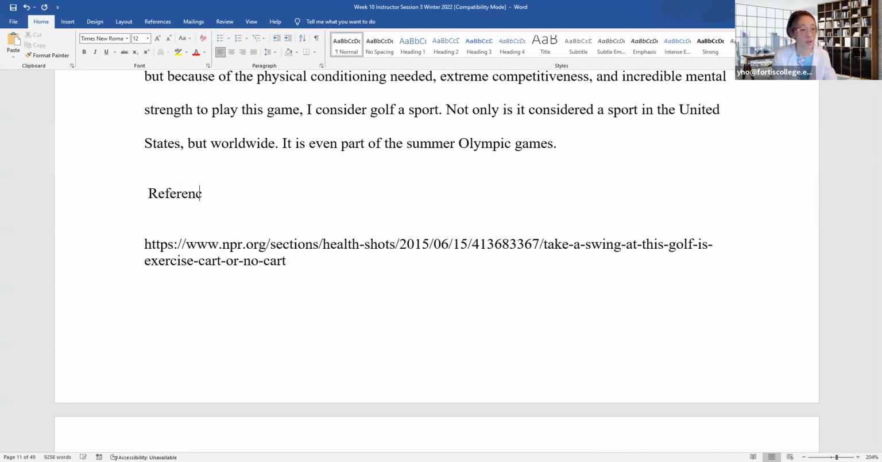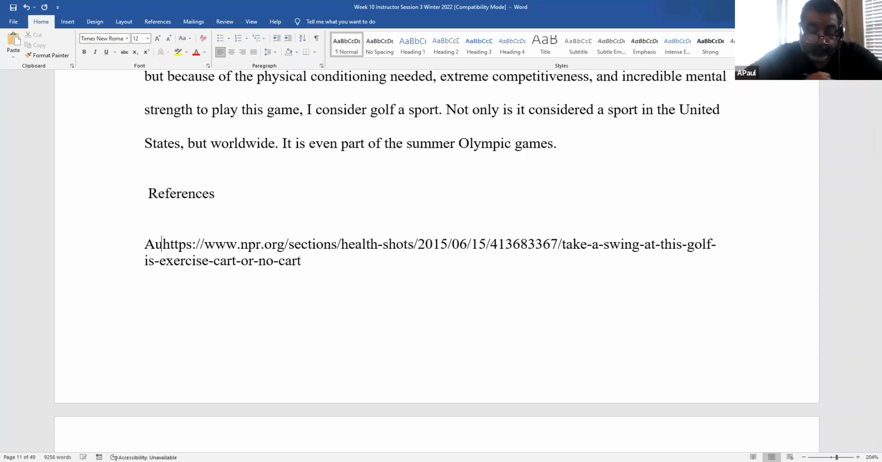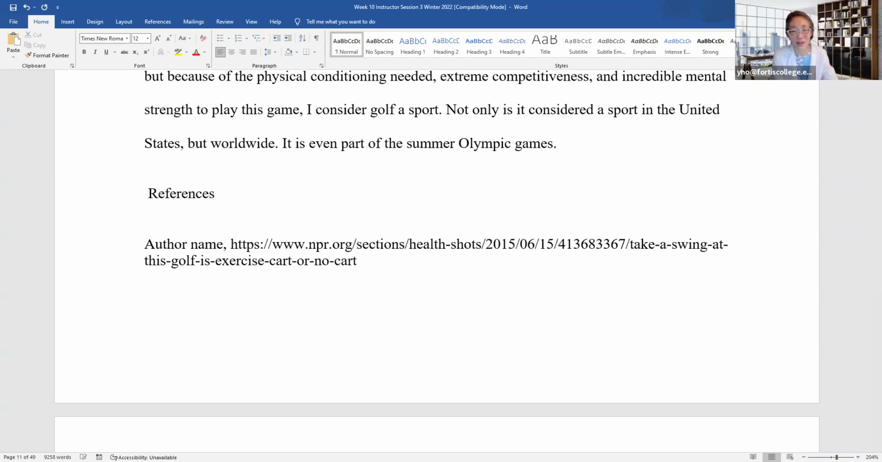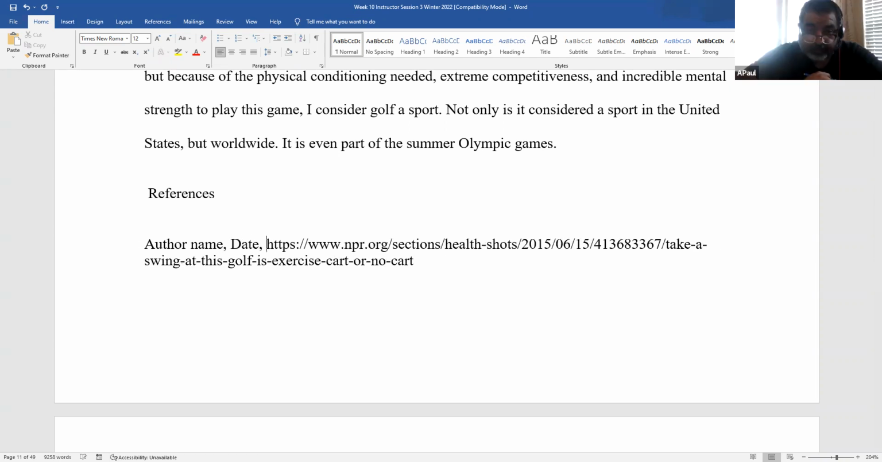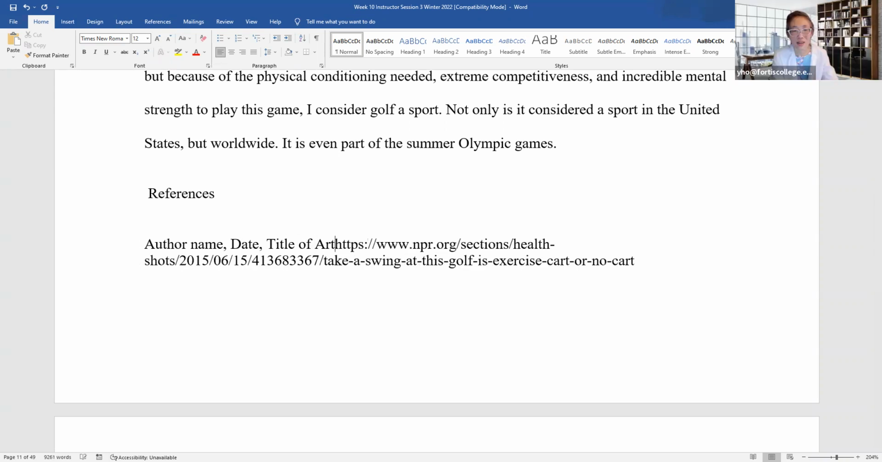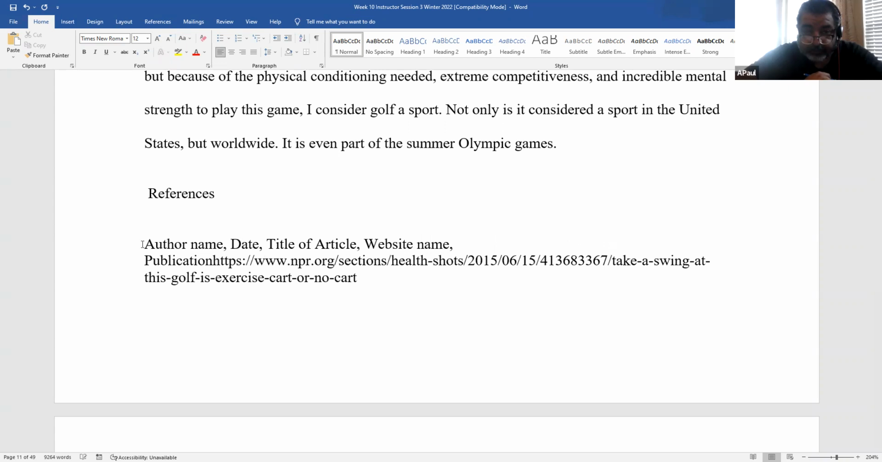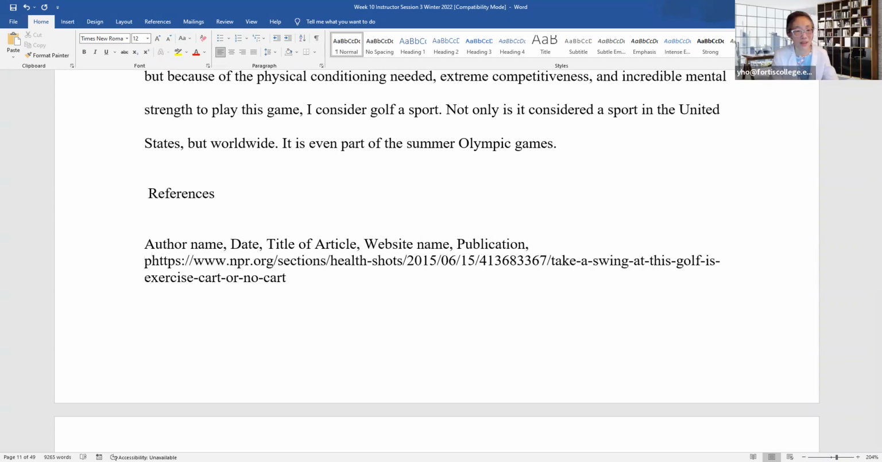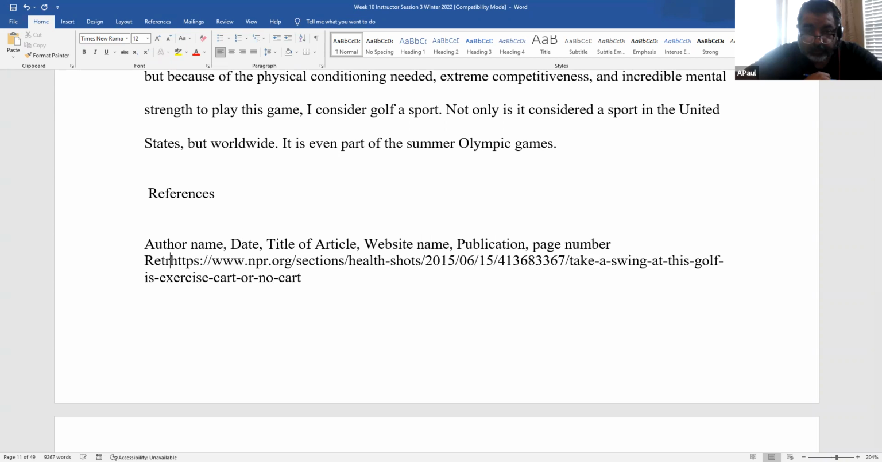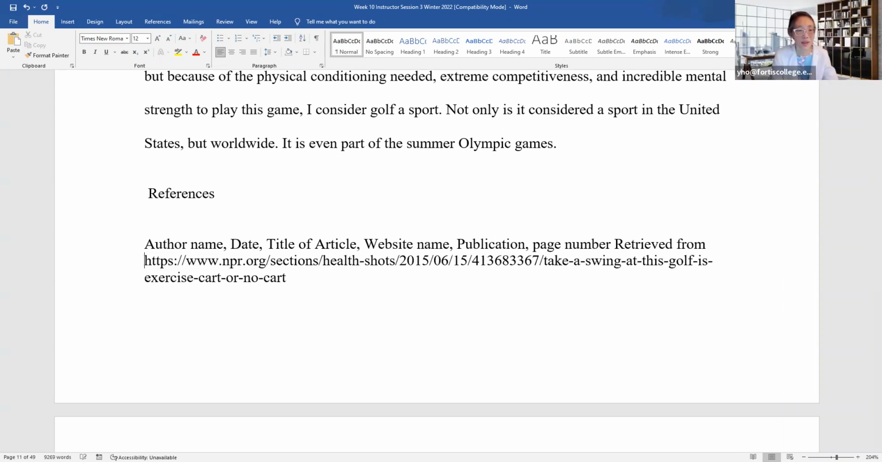You don't put in "sources." You could put in "sources" for MLA, but not for APA. And then this person is missing, what are the parts of the reference citation he's missing? So we need the author. Author name, and the title of the article, well, date, then the title of the article, if there's a publication and page number, and website name or publication and page number. Then what else? Retrieved from this website. Excellent. So retrieved from, and retrieved date.